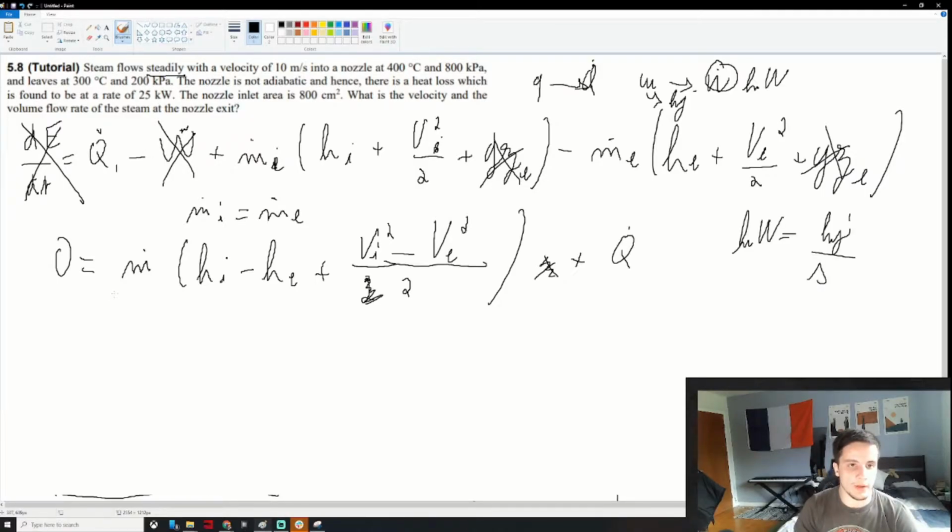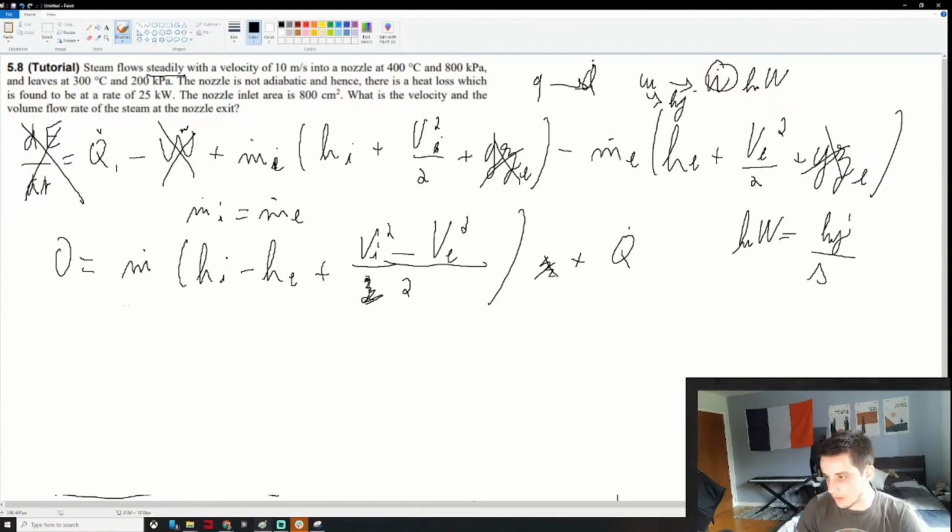What do we not have? We don't have mass flow rate. We're gonna need to find that. We don't have specific enthalpy, and we're going to need to find that as well. Again, this is also water in a steam state, and so we can't really use that simple CP times delta T equation in this case. And then also velocity at the exit we don't know, but that's what we're trying to find. And the velocity at the inlet is given to us as 10 meters per second.